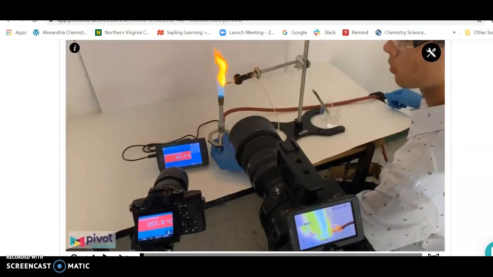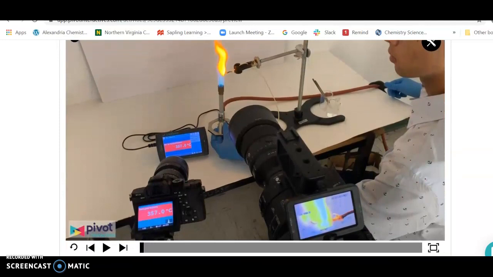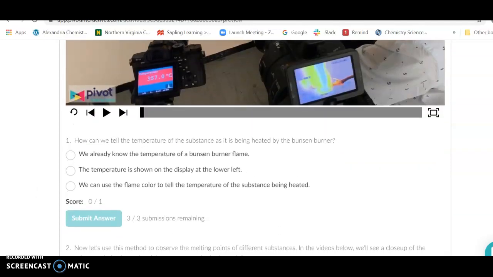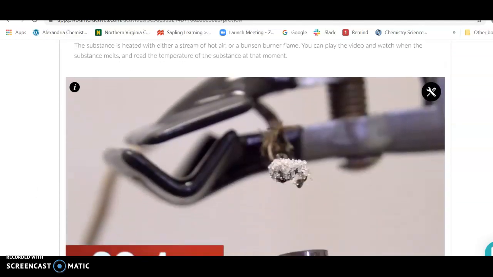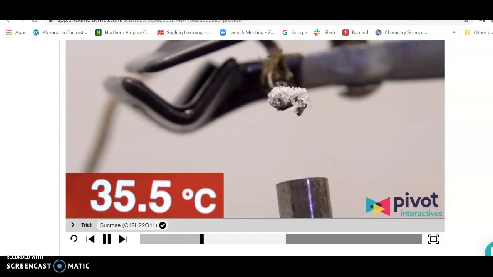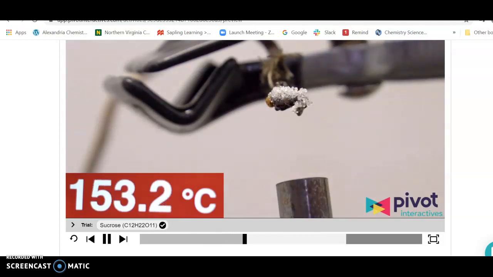What we're going to do next is melt them. They've got a thermocouple here in a flame, and some temperature probes, and we're going to look at the temperature of the Bunsen burner. Then they're going to put each of the solids in the flame. As they light up the Bunsen burner, you'll start seeing at what temperature the solid begins to melt.